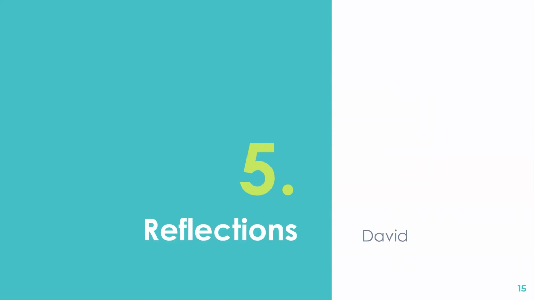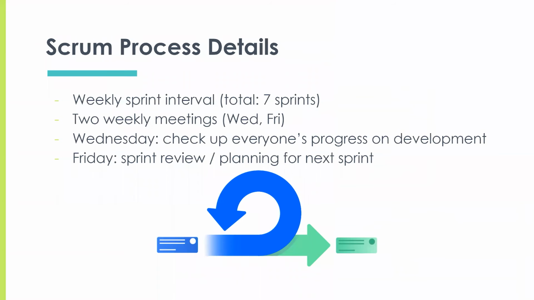Let me go over reflections. For our Scrum process details, we had weekly sprint intervals, a total of 7 sprints. For each sprint, we had 2 weekly meetings, one on Wednesday and the other on Friday. The Wednesday meeting was to check up on everyone's progress on development, and the Friday meeting was for sprint review and planning for the next sprint.